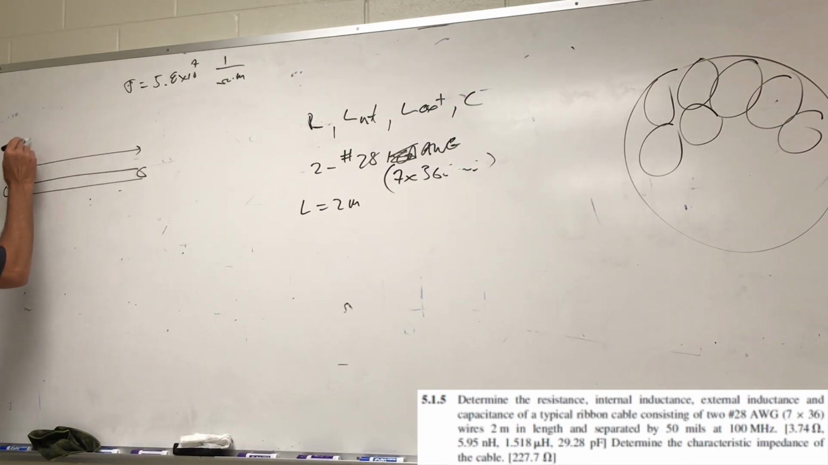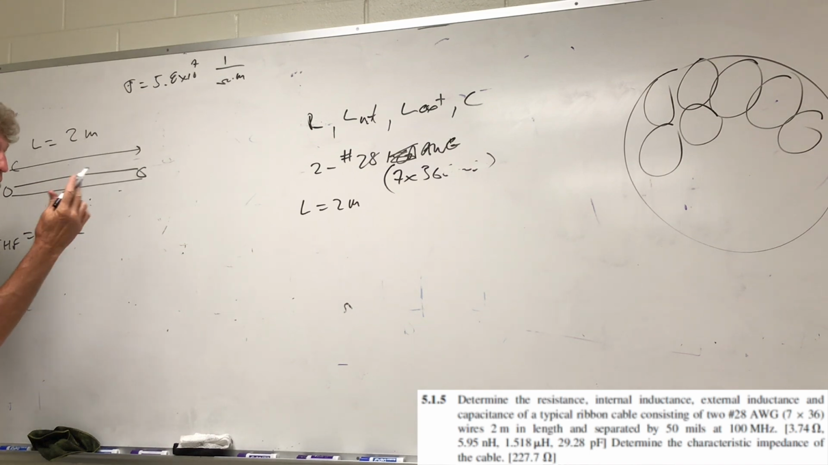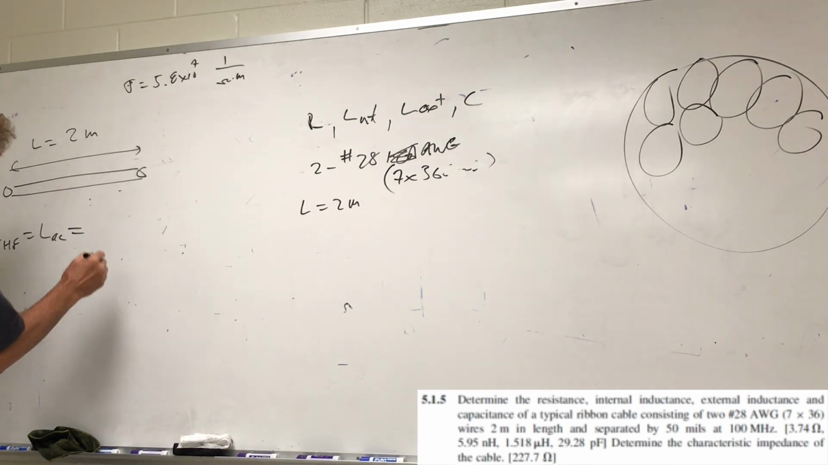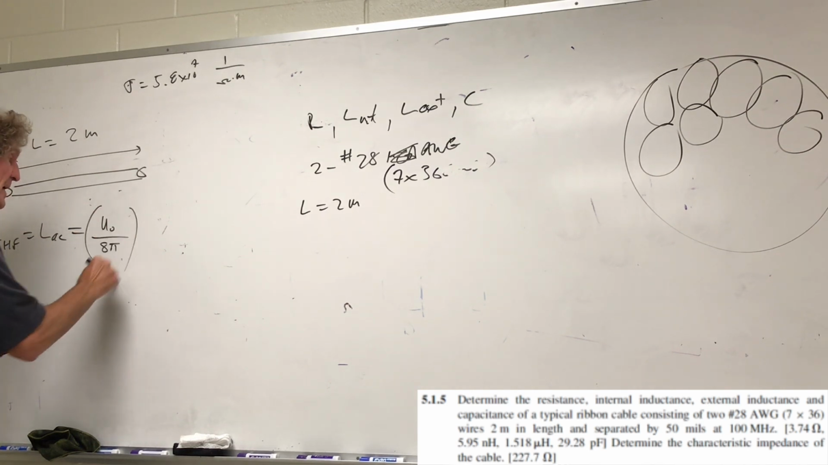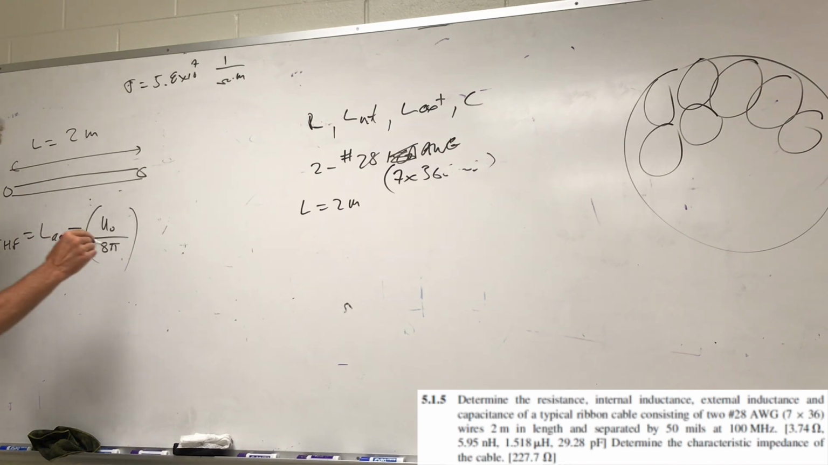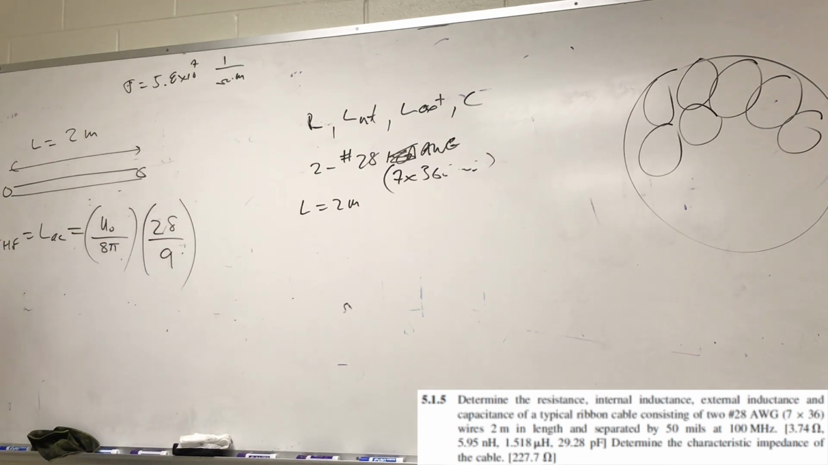The length of this wire is going to be 2 meters. And this is going to be high frequency, or L_AC. We start by saying find L_DC. Well, the mu relative of this one is 1. So the DC inductance is mu 0 over 8 pi, and that is per meter. Now I multiply that by 2 times the skin depth over the radius A, and that would be per meter.